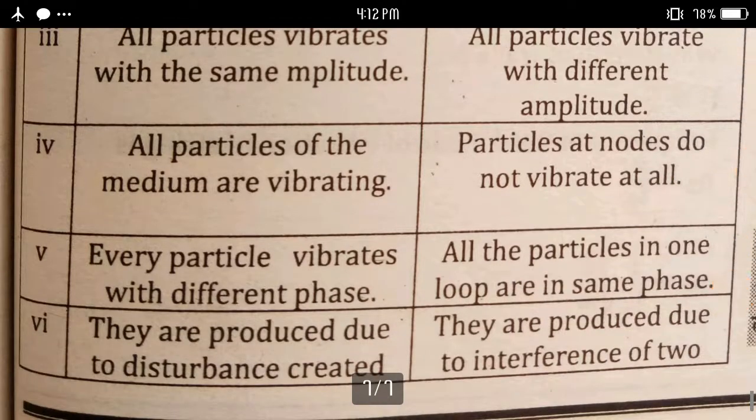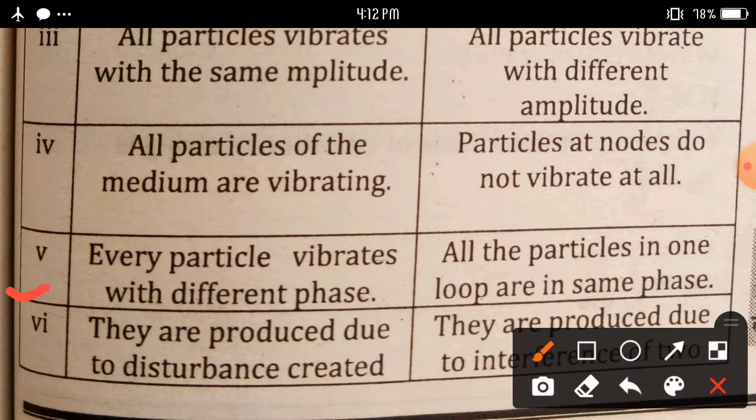And the next one: every particle vibrates in a progressive wave, every particle vibrates with a different phase. In a stationary wave, all the particles in one loop are in the same phase.